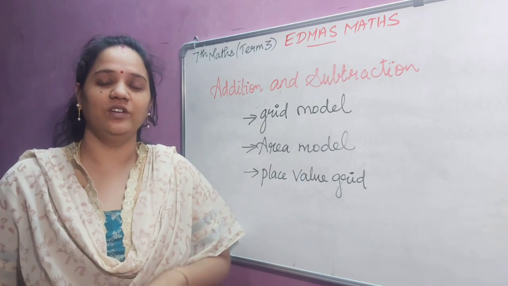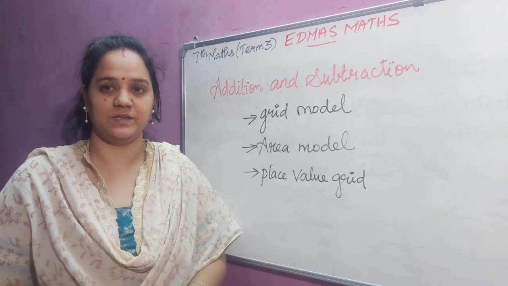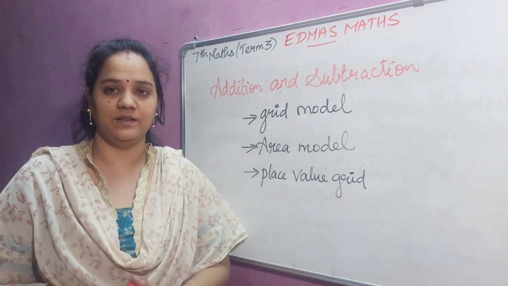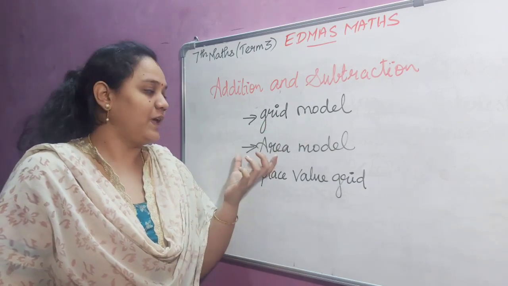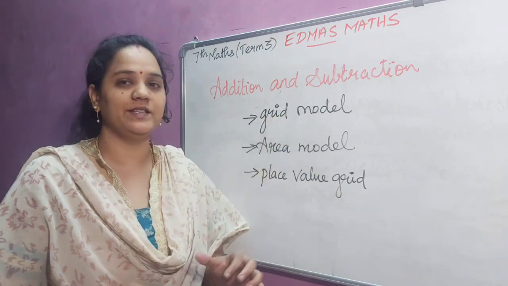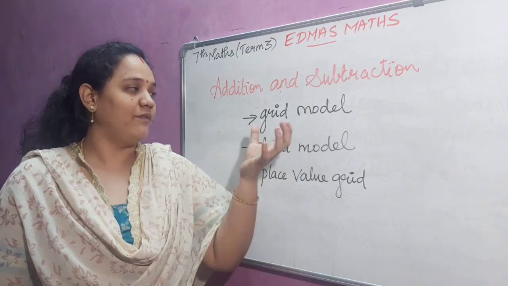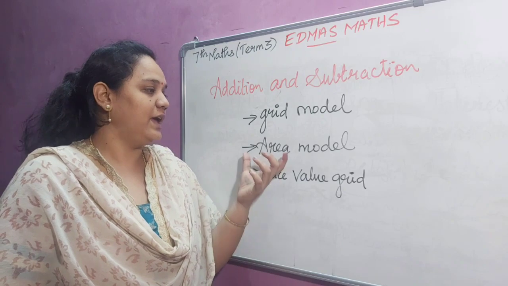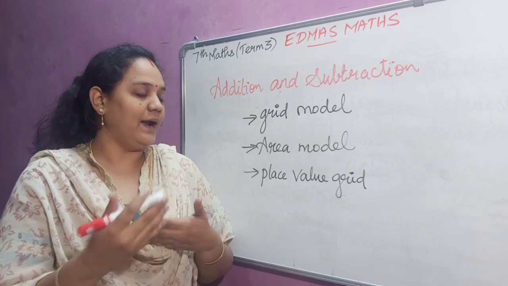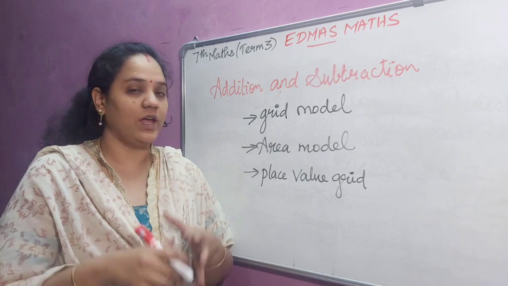In this video, we are going to learn the next concept in number system, that is addition and subtraction of decimal numbers. Here we can add decimal numbers using three methods: grid model, area model and place value grid method. Grid model means using some drawings. Using grid drawings we can add or subtract decimal numbers. Area model is also some type of model. We add decimal numbers with the help of colorful boxes, by drawing colorful boxes.